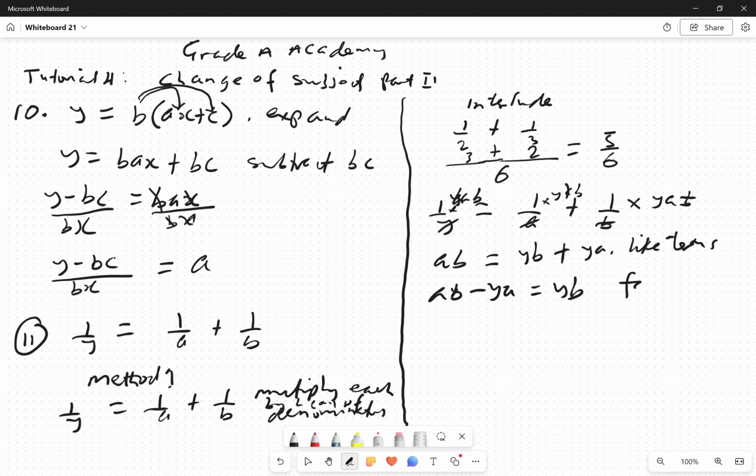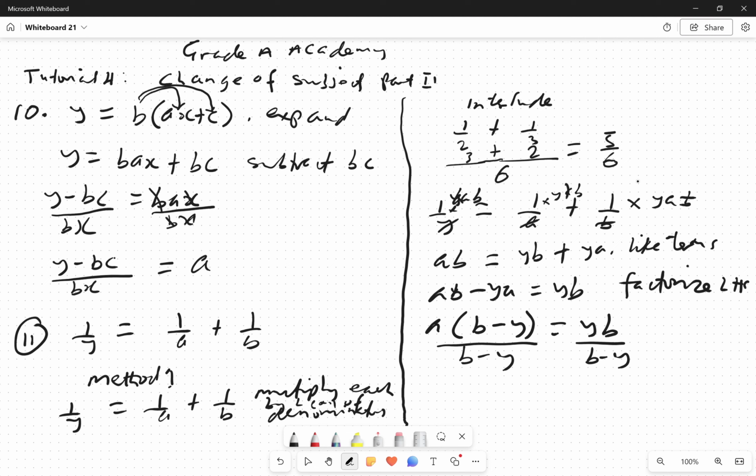Now we have to factorize the left hand side because there is a in both. So factorize left hand side, and we have what? If we factorize the left hand side, we have a outside. We are now left with b minus y is equal to yb. And then we divide. So since we're looking for a, you divide here by b minus y, and you divide here too by b minus y. So b minus y will cancel that.